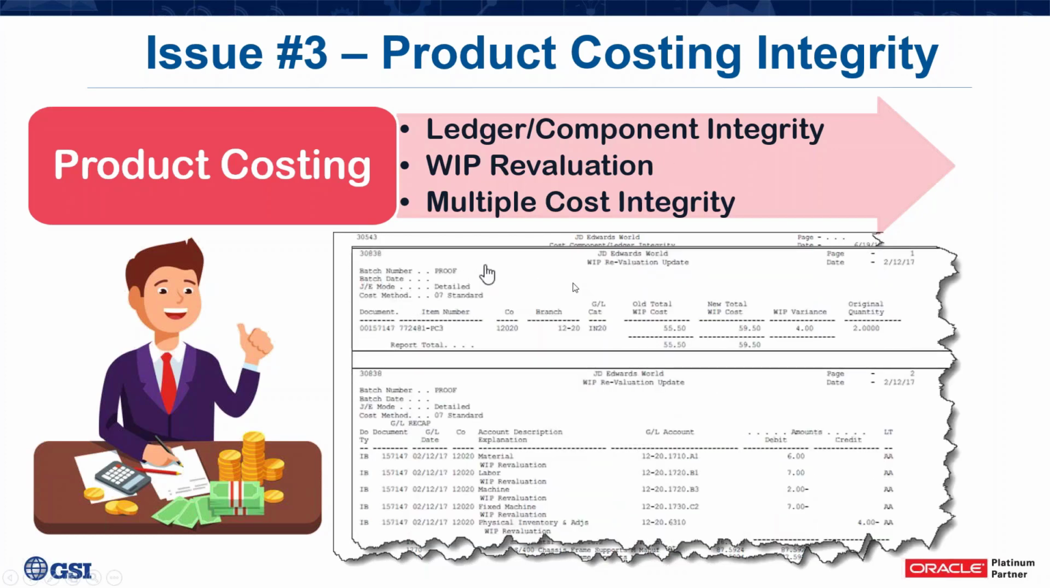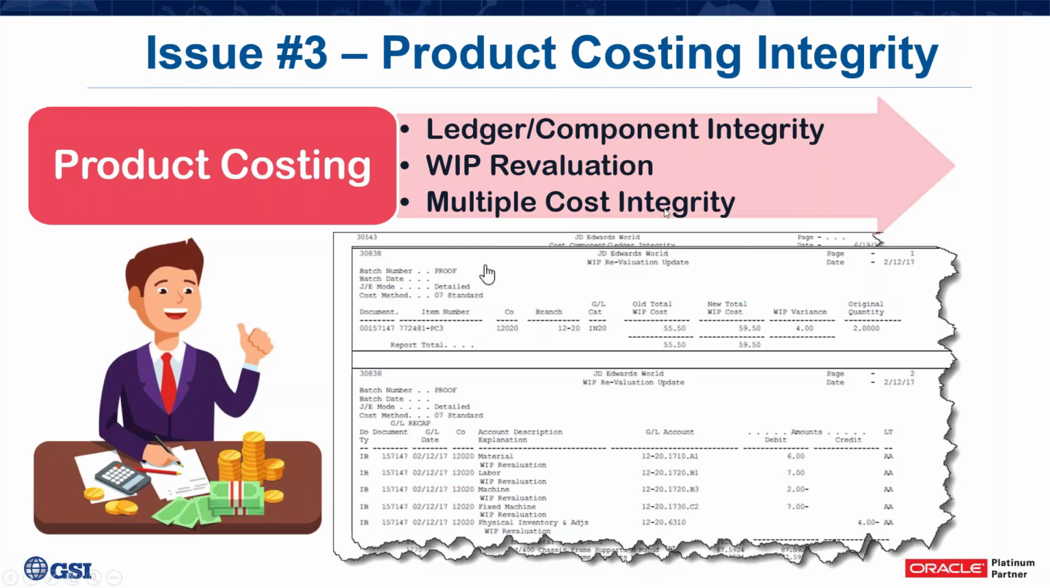There's also a WIP valuation report, it's 30838, where you can run that. You can run it in proof mode and you can see what the impact of that cost roll has on your open work orders. Okay. You can also run it in final and it will actually go update the work orders for you so that we can mitigate all of that different variance.